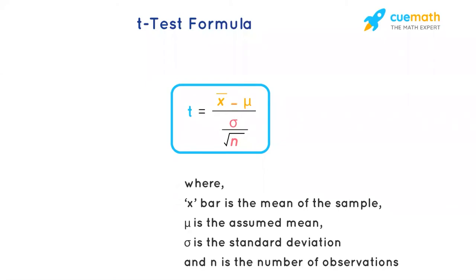Now here is the formula of the t-test. t is equal to x bar minus mu, whole divided by sigma upon root n. Then what are these values? Let's understand. x bar is the mean of the sample. Mu is the assumed mean. Sigma is the standard deviation. And n is the number of observations.